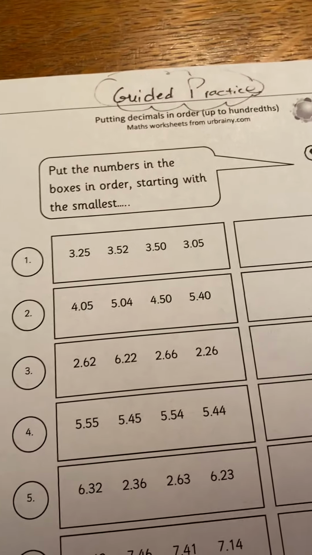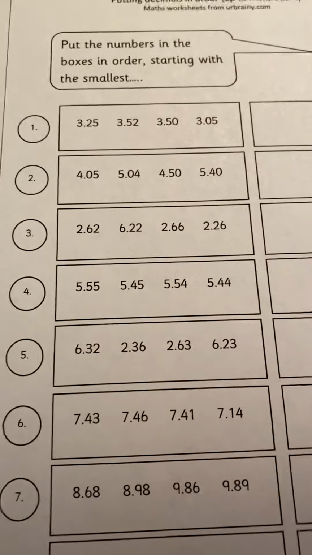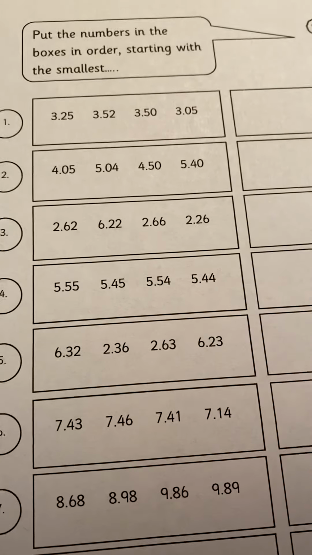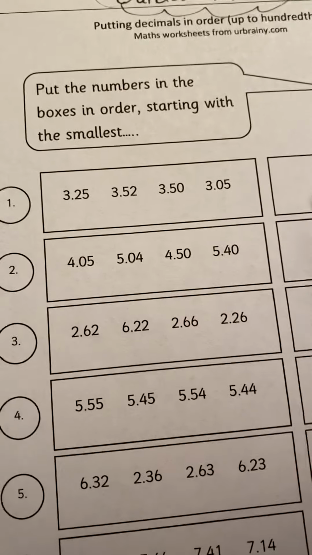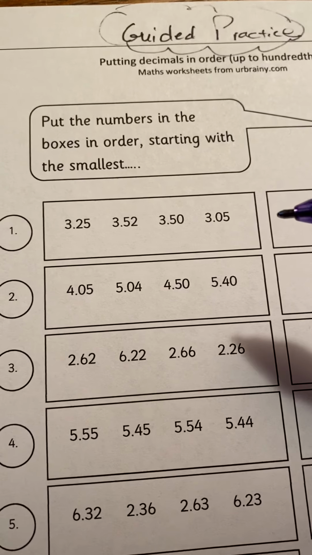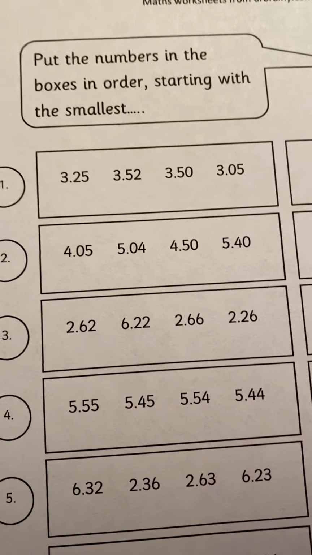All right, so here's the guided practice sheet, the one that has the little mousy guy at the top that says guided practice. What you're gonna see is there's 8 boxes of numbers with decimals, and our directions say put the numbers in the boxes in order, starting with the smallest. So this is gonna be similar to what we did when we worked with our words and we looked at the letters of the alphabet to put them in alphabetical order. This is like alphabetical order of numbers, all right?